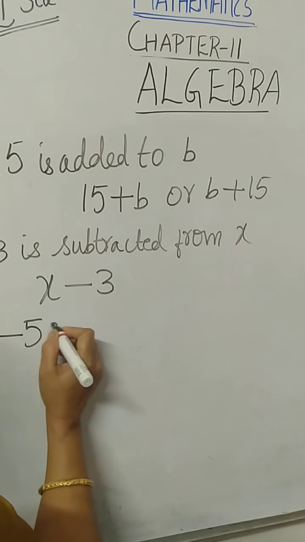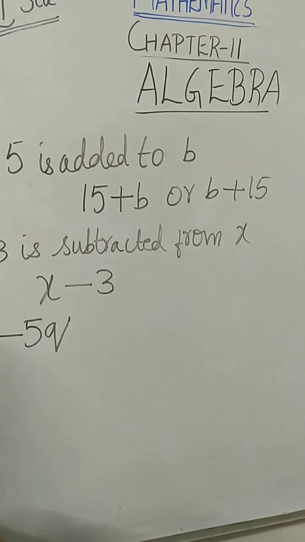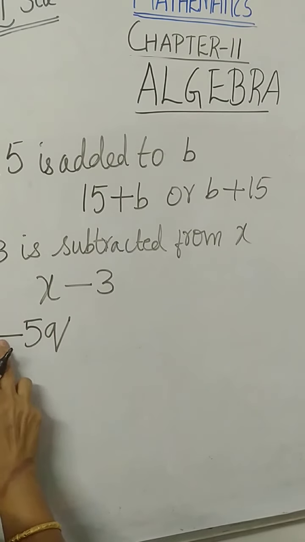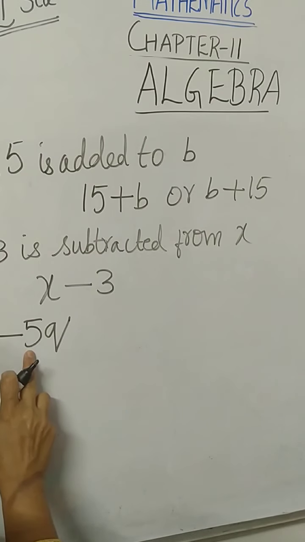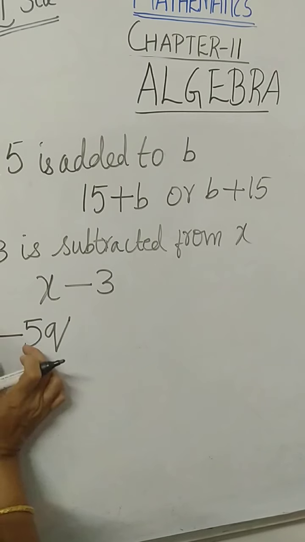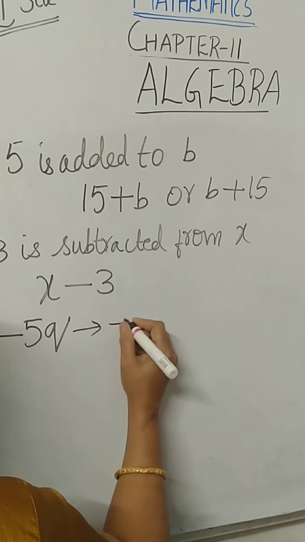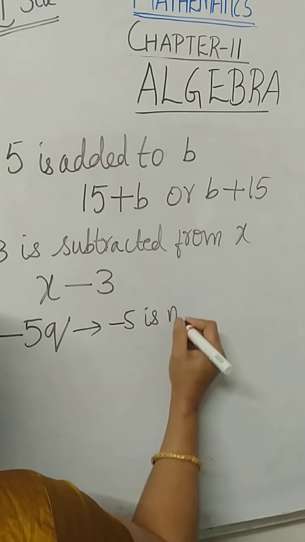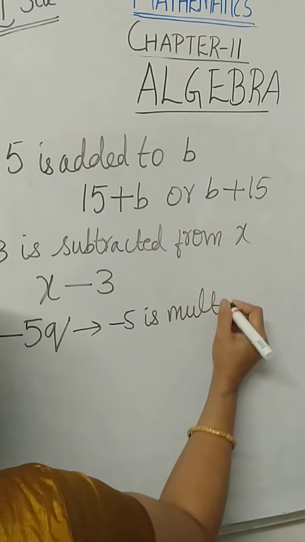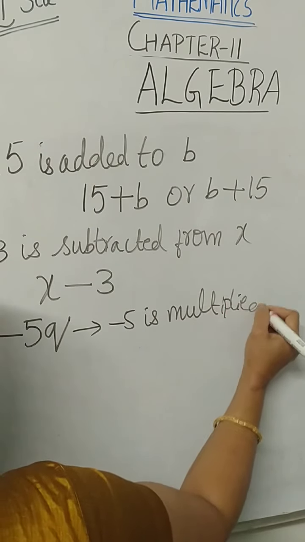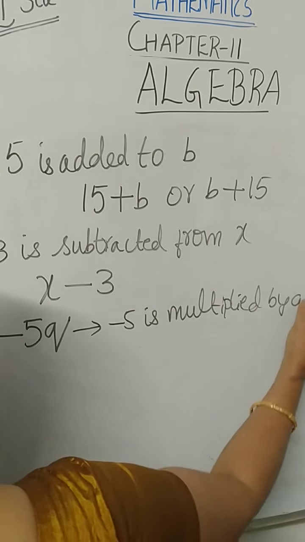minus 5q. Here what is the fundamental operation? It is multiplication. This is the negative number. We have learned about integers. Okay. So minus 5 is a negative number. Minus 5 is multiplied to q. How will you write it? Minus 5 is multiplied by q. Okay.